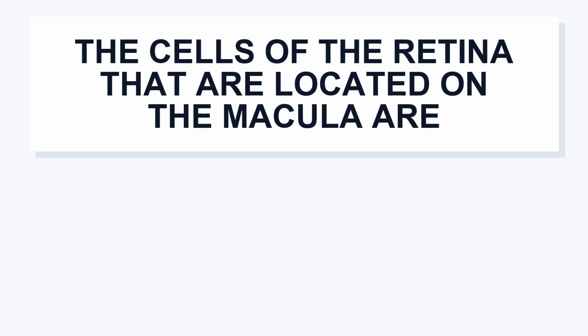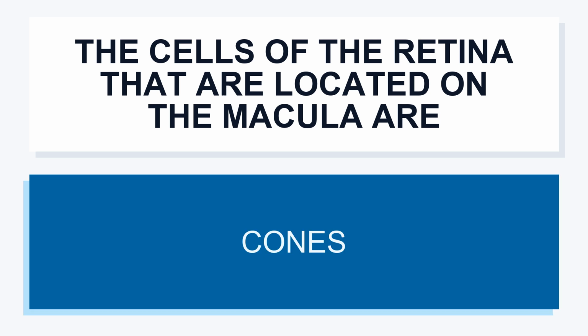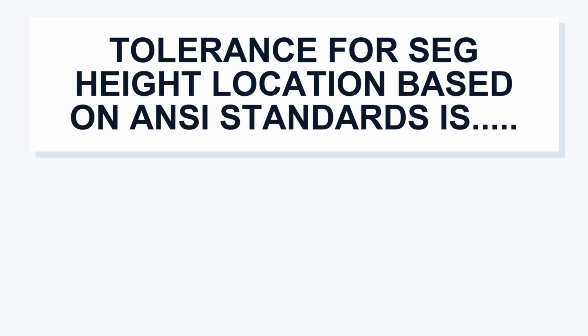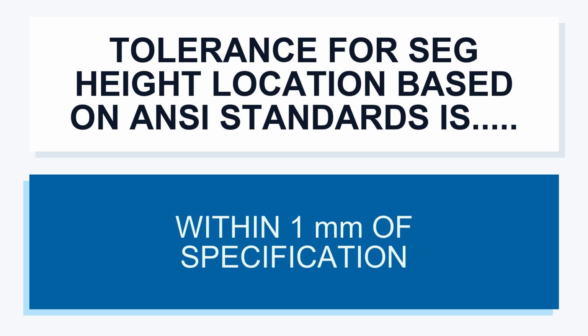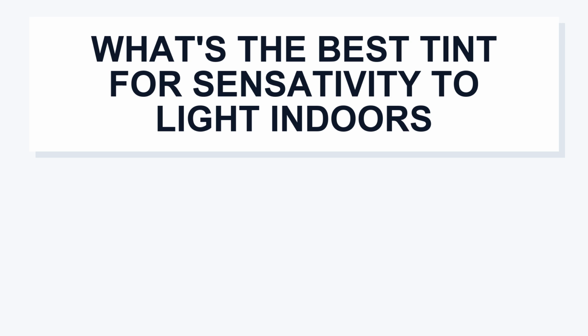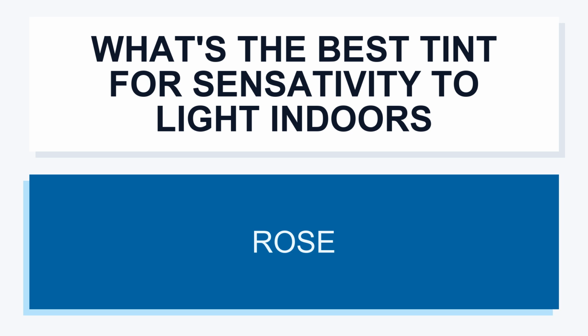The cells of the retina that are located on the macula are cones. Tolerance for seg height location based on ANSI standards is within 1 mm of specification. What's the best tint for sensitivity to light indoors? Rose.